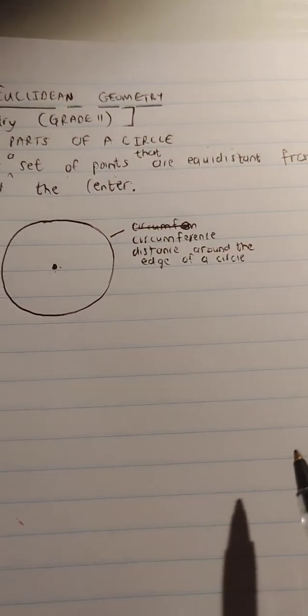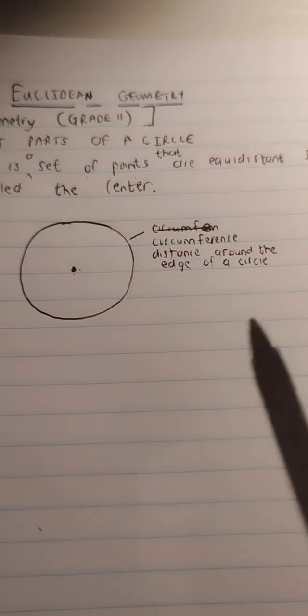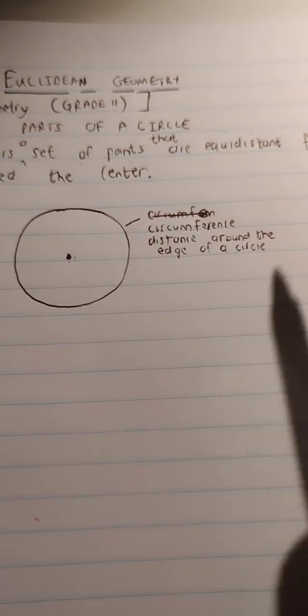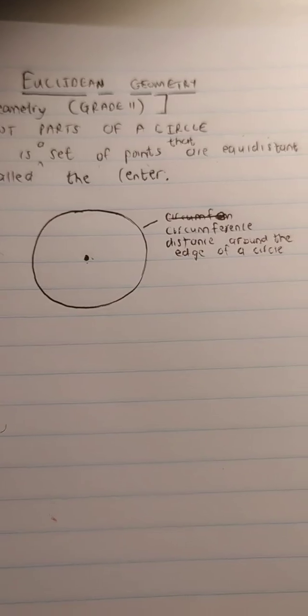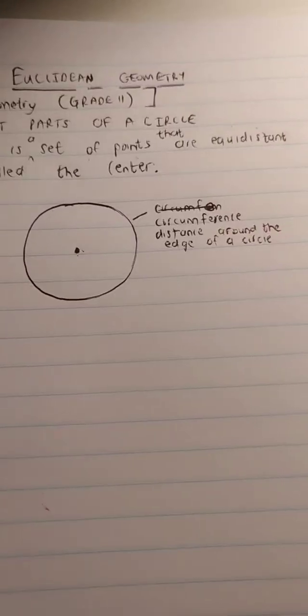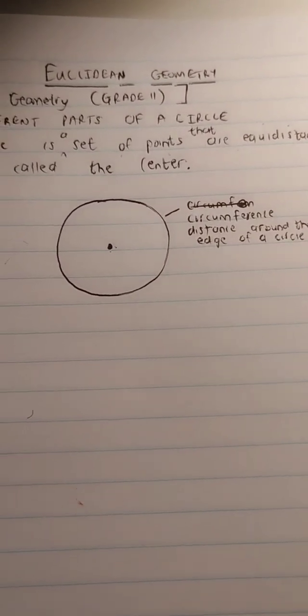I'm sure when you did area and perimeter, you'll remember that the perimeter, which is the distance around the circle, we refer to as the circumference. The formula for the circumference of a circle is 2 pi r. That is the formula for calculating the circumference around the circle.